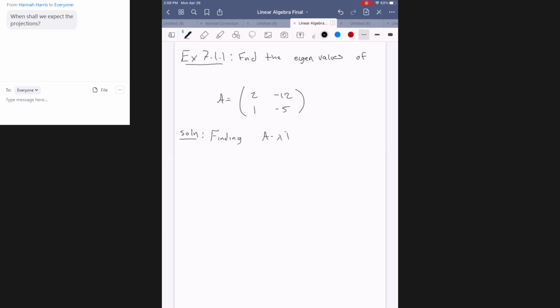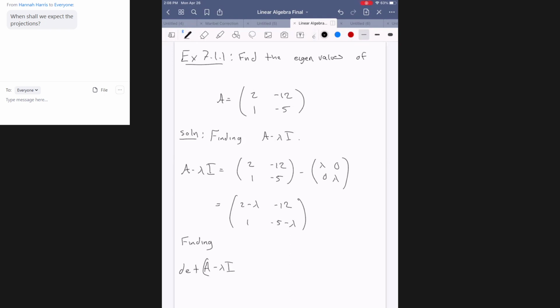A minus lambda I, we get A minus lambda I is going to equal [2, -12; 1, -5] subtracted by lambda times the identity, so it's just going to be this thing: [2 minus lambda, -12; 1, -5 minus lambda], right? Okay. So now we have this new matrix. Finding now the determinant of A minus lambda I, you literally just take the determinant of this thing right here.